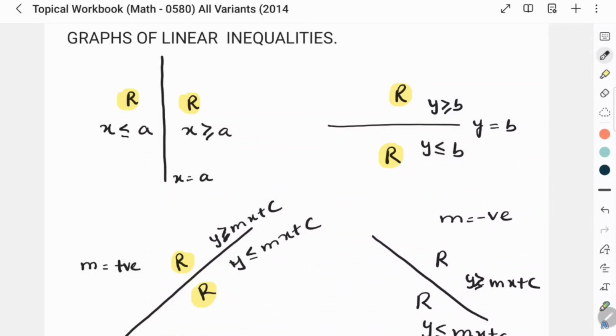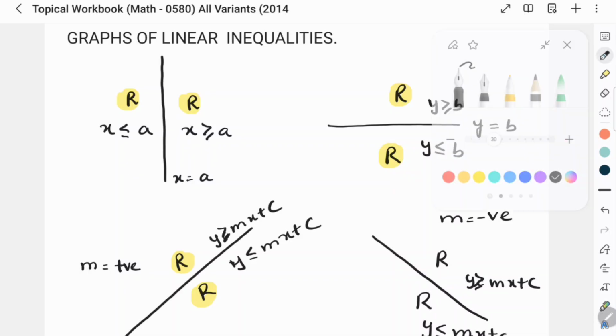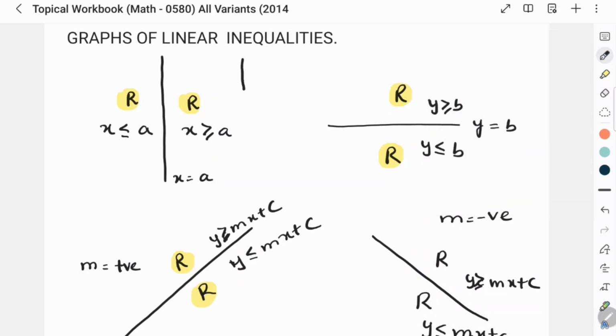In this lesson, we are graphing linear inequalities using simple steps. So first of all, I'll give you the introduction: every vertical line is x equals. For example, if on the x-axis and y-axis the line is passing through 2 on the x-axis, the equation will be x equals 2. So remember, every vertical line is x equals.